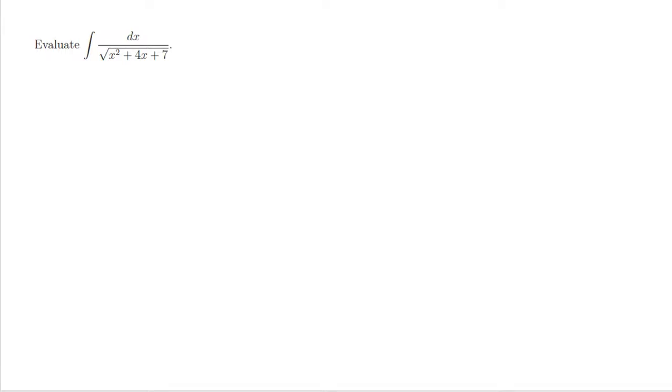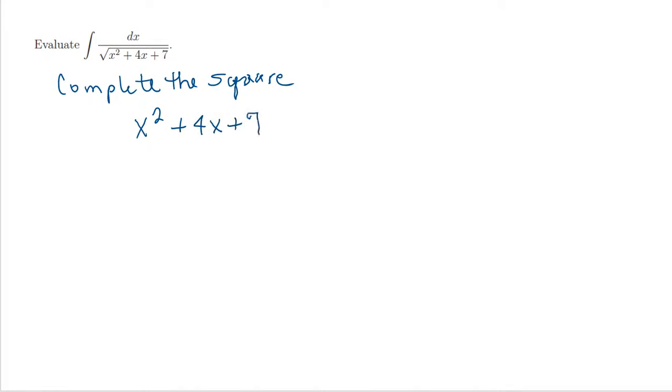Example, evaluate the integral dx divided by the square root of the quantity x squared plus 4x plus 7. In order to solve this problem, we will need to first complete the square of the expression under the square root. So let's look at x squared plus 4x plus 7.